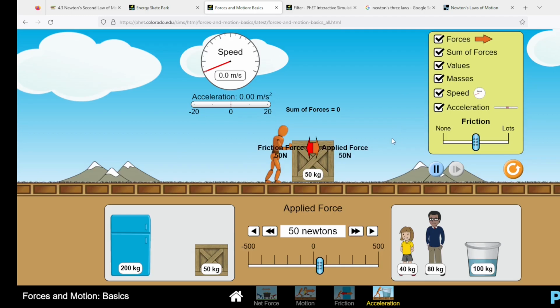Still at rest. But notice the sum of forces is still 0. We acted on the object with an applied force of 50 newtons, and then friction went ahead and opposed that force. It opposed the applied force to the right of 50 newtons with a frictional force to the left, also of 50 newtons. And since forces are vectors, the right plus the left adds up to 0. And then we're going to get an acceleration of 0. Let's make sure we understand how to do that.